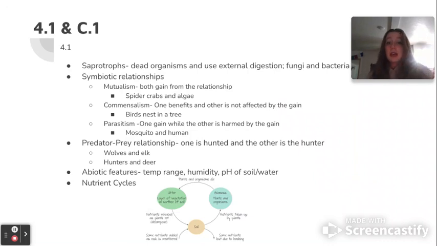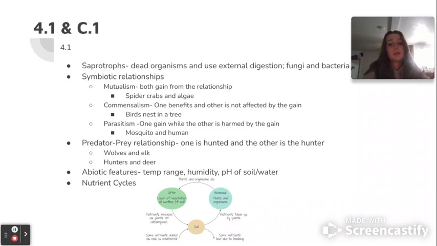Saprotrophs use dead organisms to gain nutrients, and they use external digestion, like fungi, mushrooms, or other kinds of bacteria. Also within these communities and within ecosystems in general, you're going to have symbiotic relationships. There's mutualism, where both gain from the relationship. An example would be spider crabs and algae.